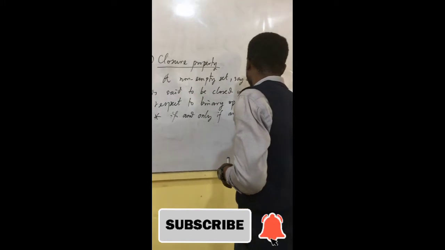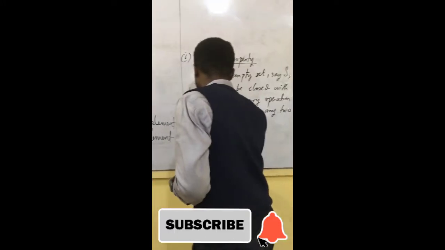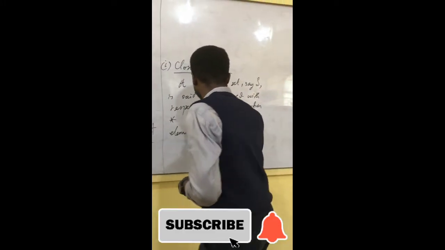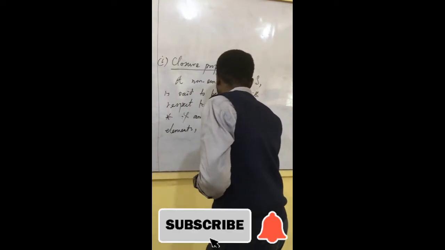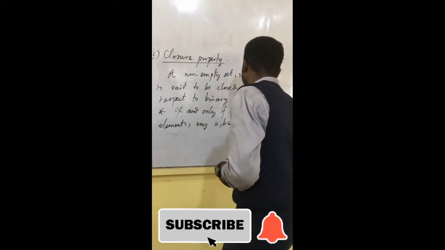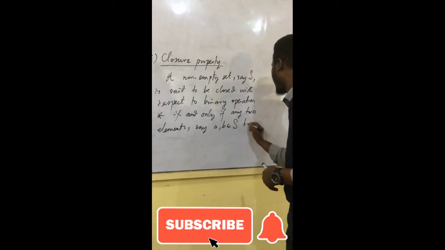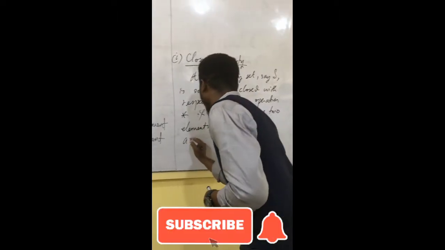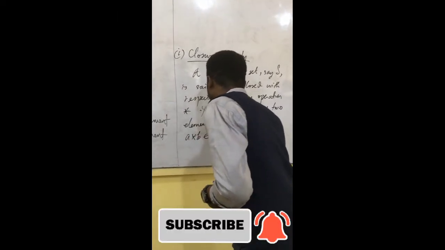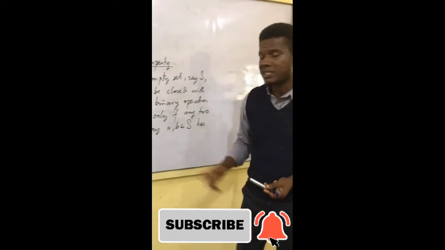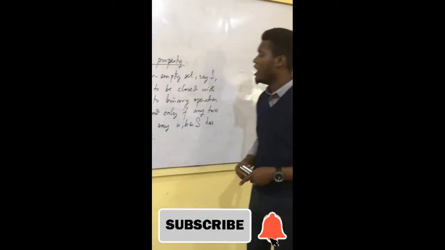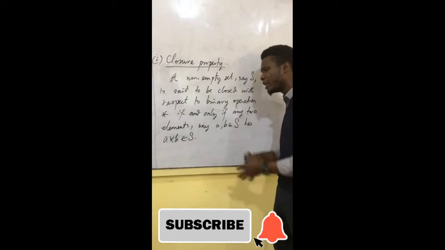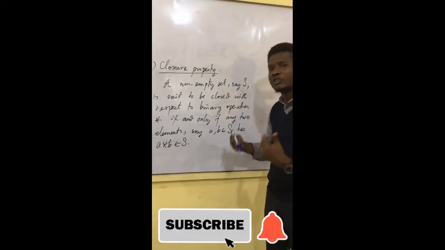any 2 elements, say A, B selected from X has A asterisk B as a member of X. Now what this means is this: for this particular property, if it is possible to select from a non-empty set, remember a non-empty set is a set that contains elements.